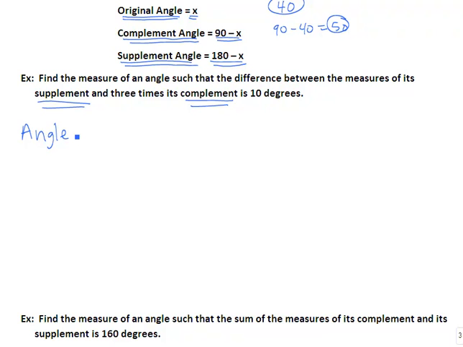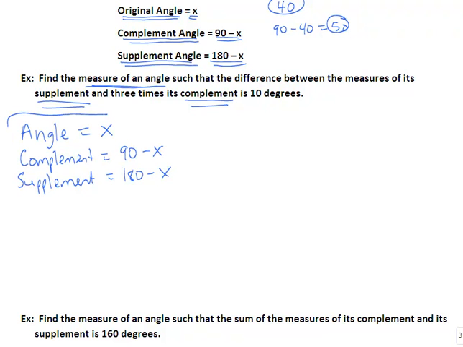The original angle that we're looking for here, because remember we're trying to find the measure of an angle, is always your x. The complement will therefore have to be 90 minus x, and the supplement will have to be 180 minus x. You're always going to write down these 3 unknowns right away when you have a supplement or complement angle problem.